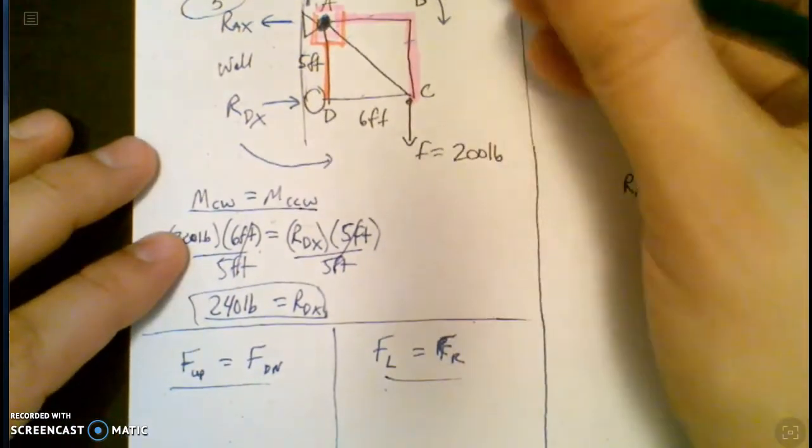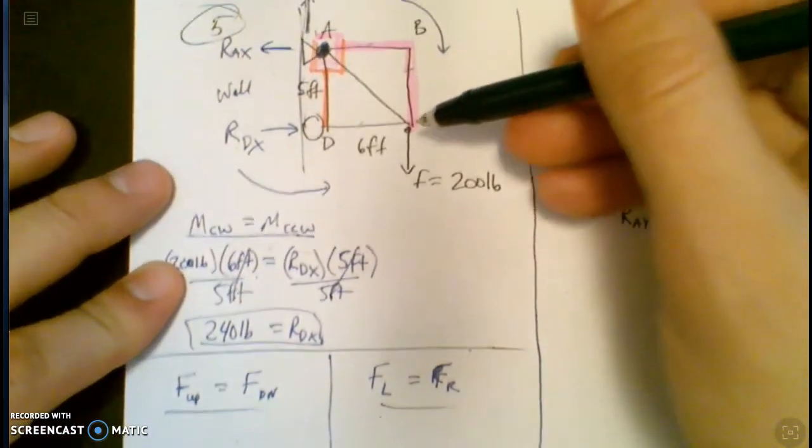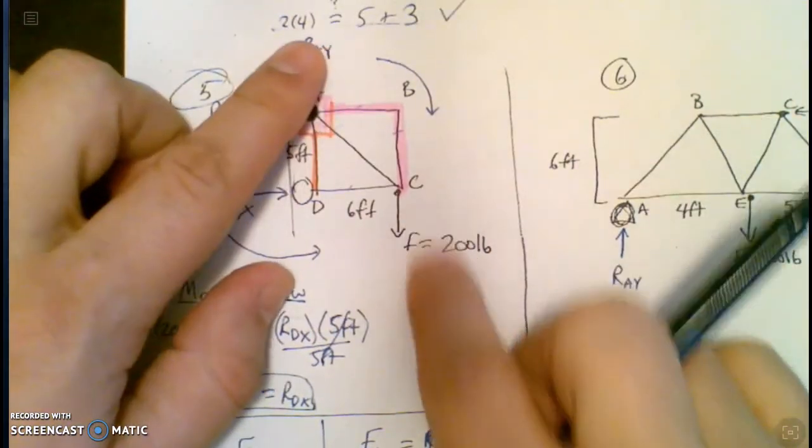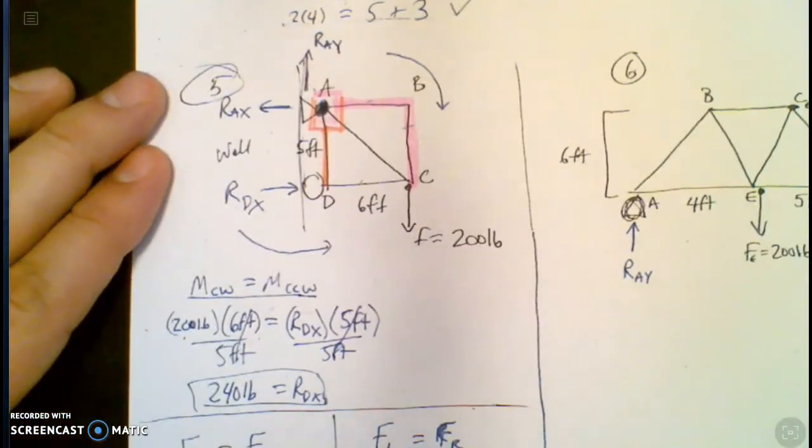So my ups have to equal my downs. Well, when I look at this picture, I only see one down, and I only see one up. See, RAY is fighting this. So my 200-pound down force must equal my only up force.